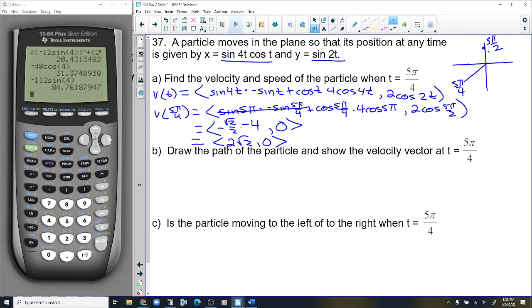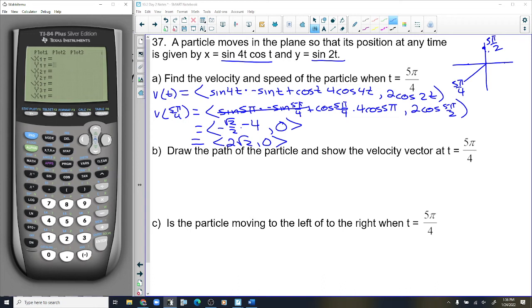Now here's really why we're doing it, letter B. Of course, to practice derivatives, that's nice, but B is what I was looking at here. B and C. How do we do B and C? Draw the path of the particle and show the velocity vector at t equals 5 pi over 4. We've got to go back to parametric. We're bouncing back and forth today. Parametric.